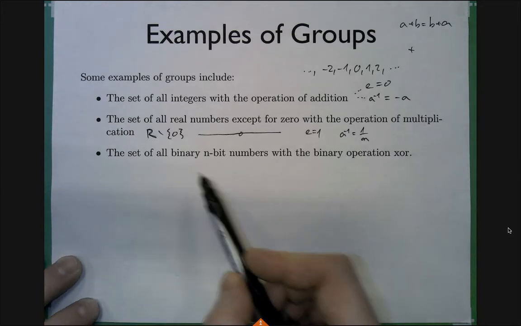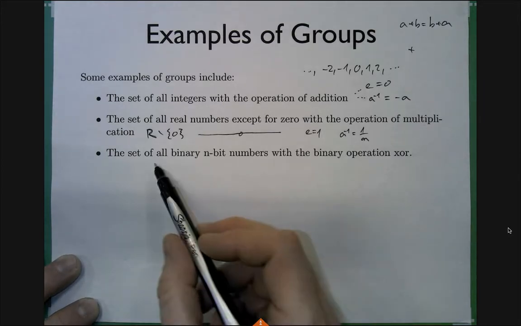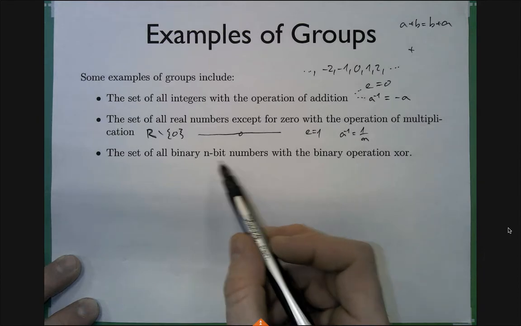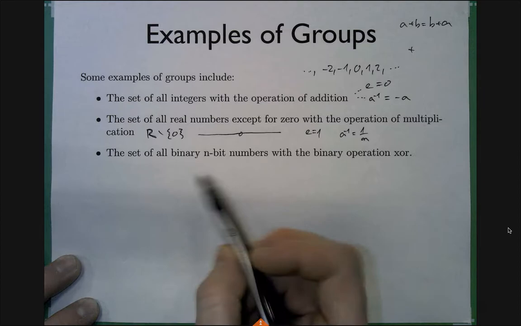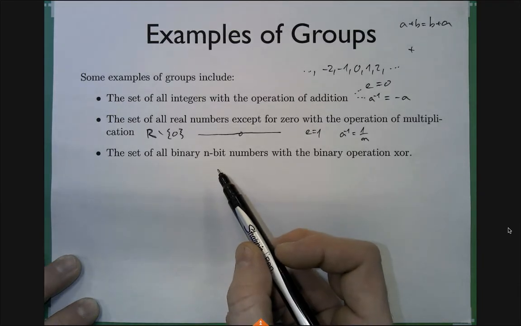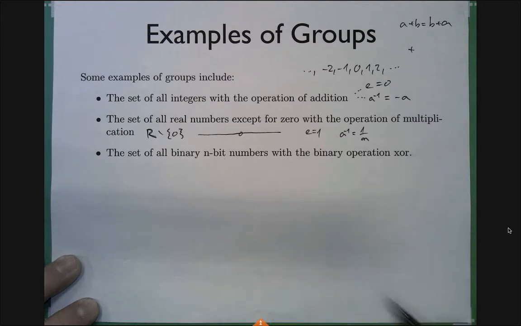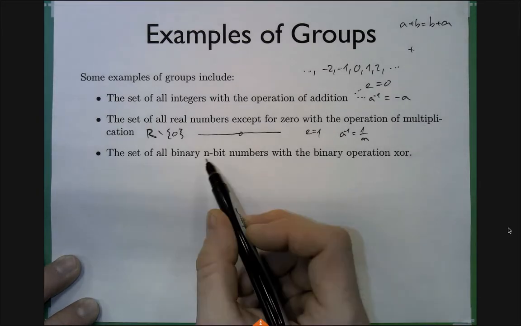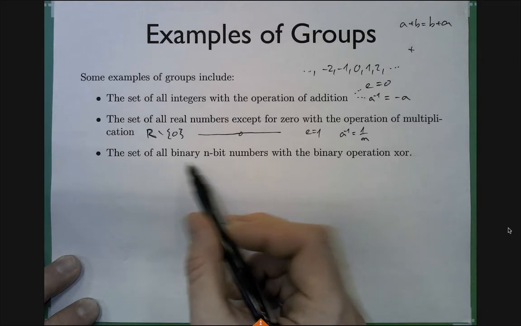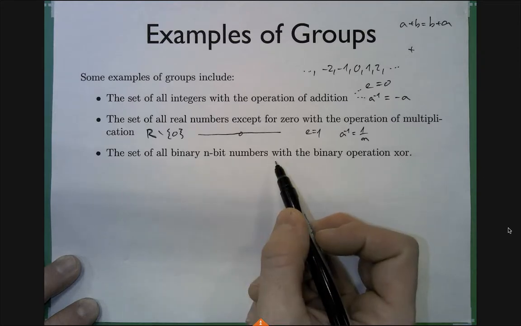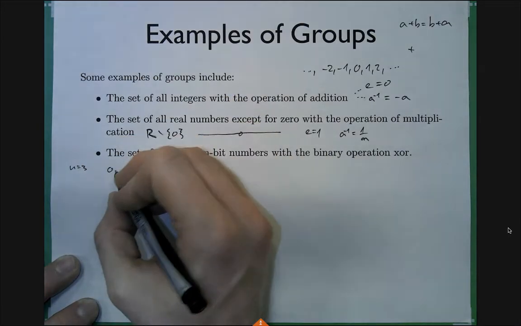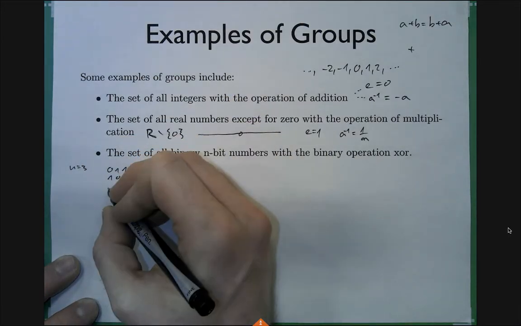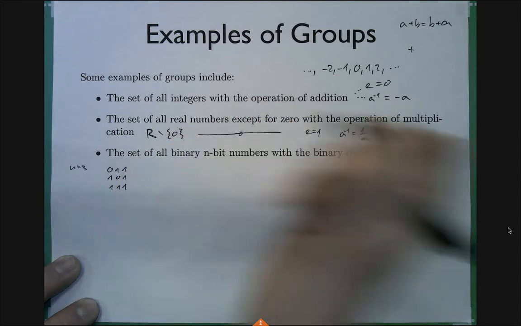Here is a little more exotic example. This will be a finite group. Both of these examples have infinitely many elements, but there are also groups which are, by the way, quite important, like in cryptography, that only have a finite number of elements. So this is an example where the set is all n-bit numbers. Let's say n is 3, and I have numbers like this. These are my examples of n-bit numbers, 3-bit numbers in this case.